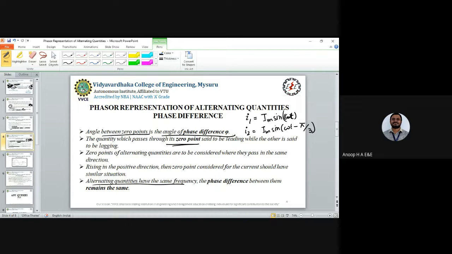So what I can say here is you have two alternating quantities. One, I1, is taken as the reference, because I'll be plotting it from here, and you have I2, which is Im sine omega t minus pi by 3. And what does it say? Can anyone in the meeting highlight what concept I'm teaching here? It is the phase lag. So it is the concept of phase lag.